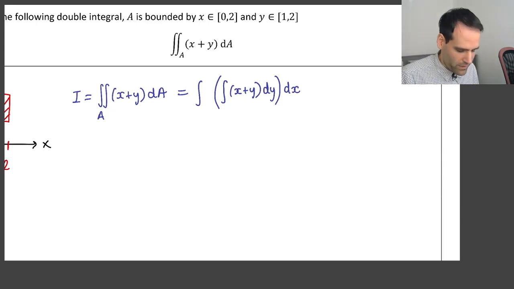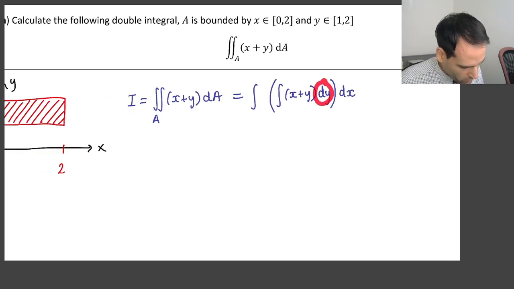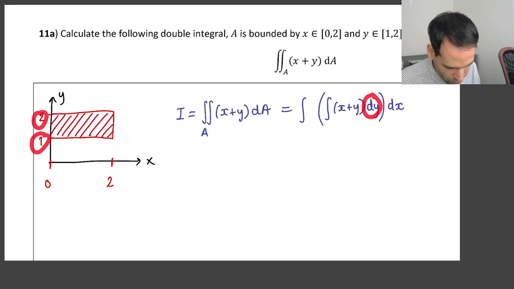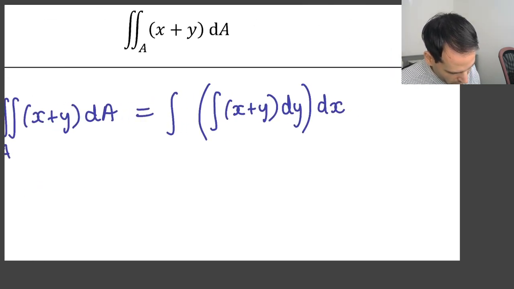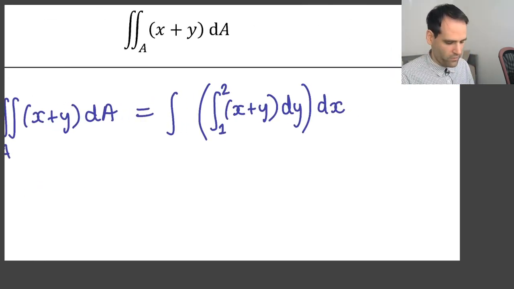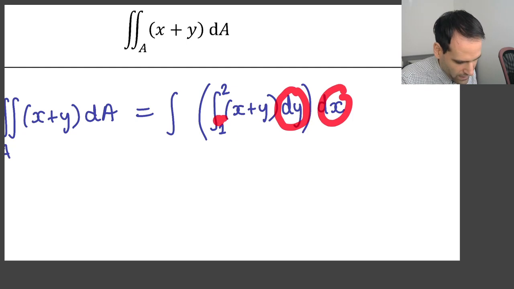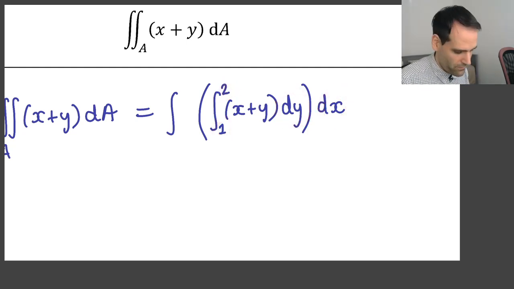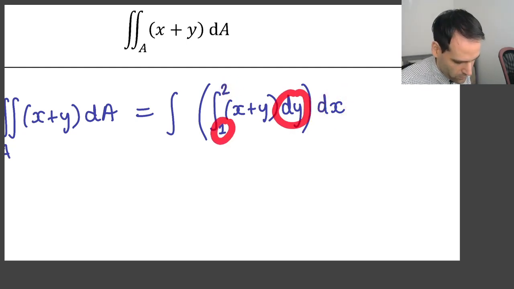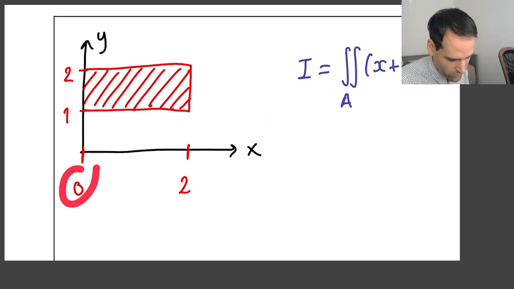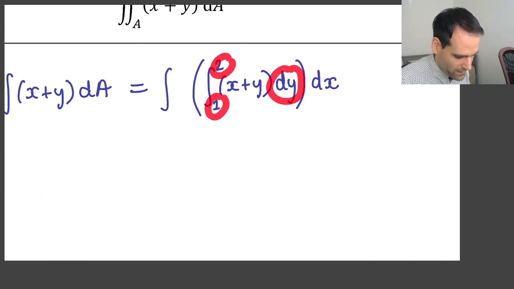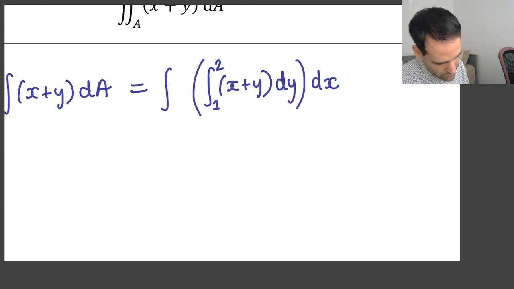So now I need to write the limits. The integral on y goes from 1 to 2, so the limits on this integral must be 1 and 2. Okay, this was, remember, an arbitrary choice. I could have written dx here and dy here, but then the limits would have to be different. If I write dx here, I would have to put here the limits for x, which are 0 and 2. But since I wrote dx outside, the limits have to be written on the integral outside.